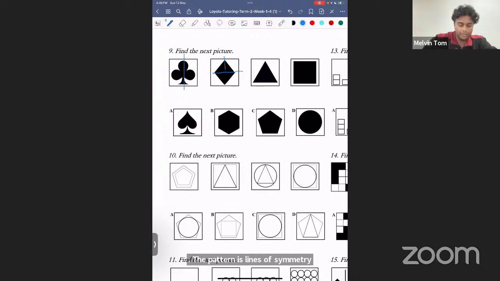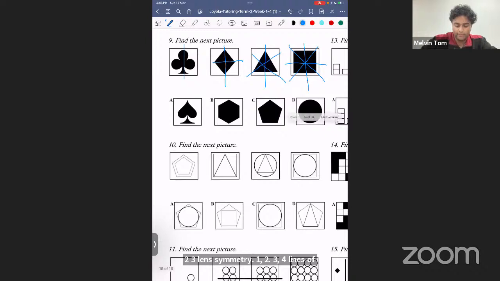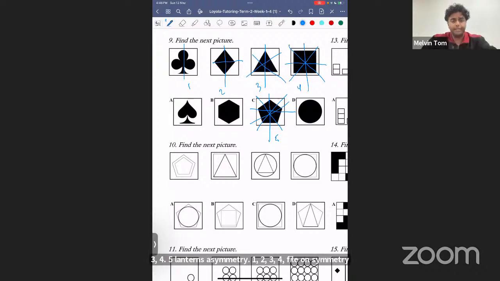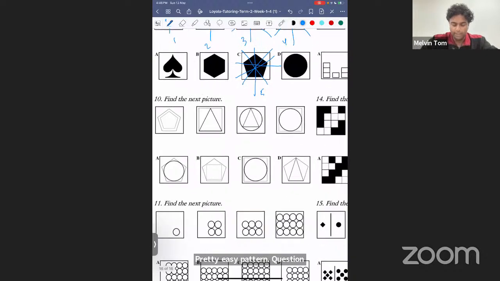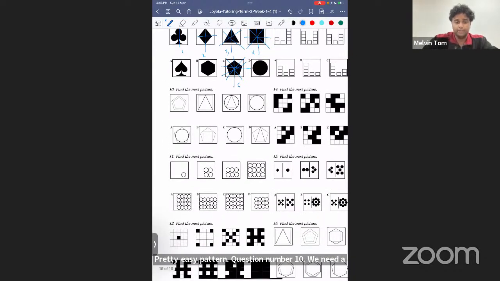So there's 1 line of symmetry, 2 lines of symmetry. There's 1, 2, 3 lines of symmetry. 1, 2, 3, 4 lines of symmetry. And then finally, 1, 2, 3, 4, 5 lines of symmetry. Pretty easy pattern. Question number 10.